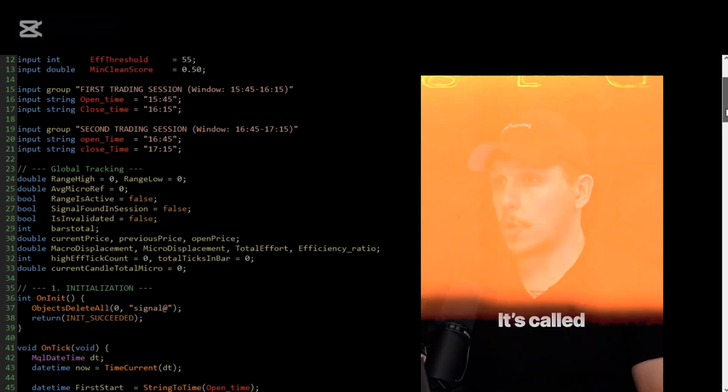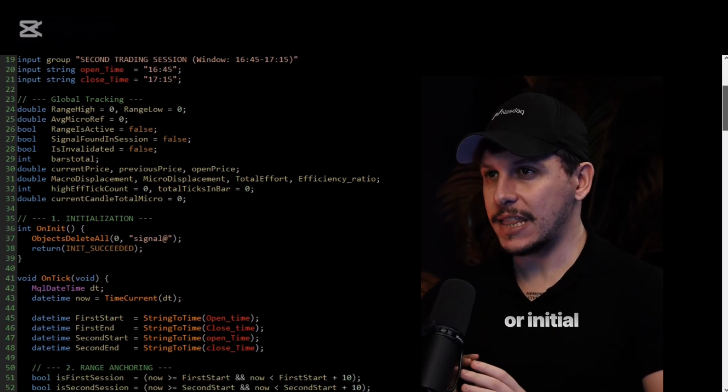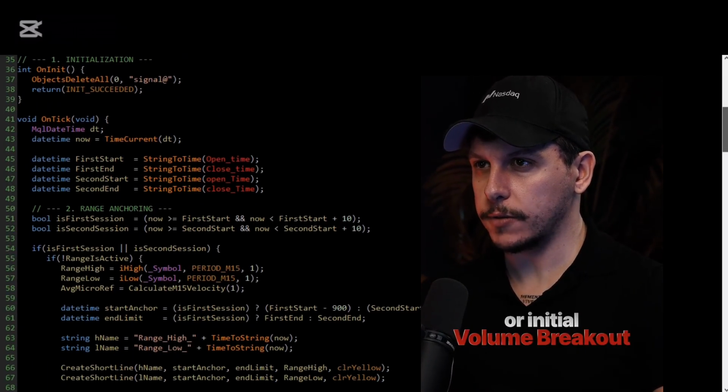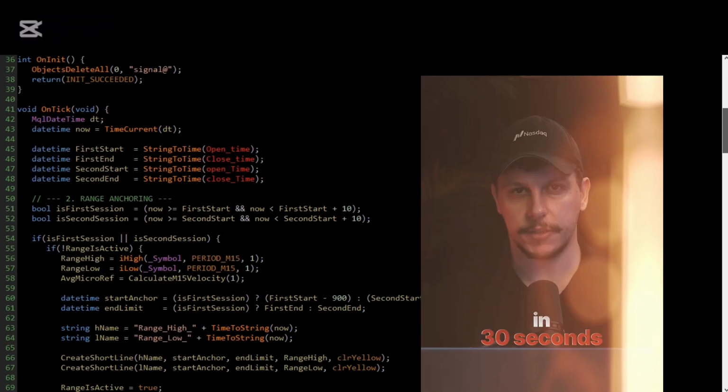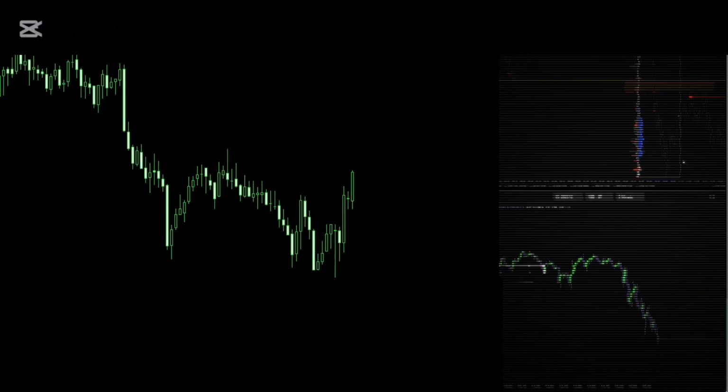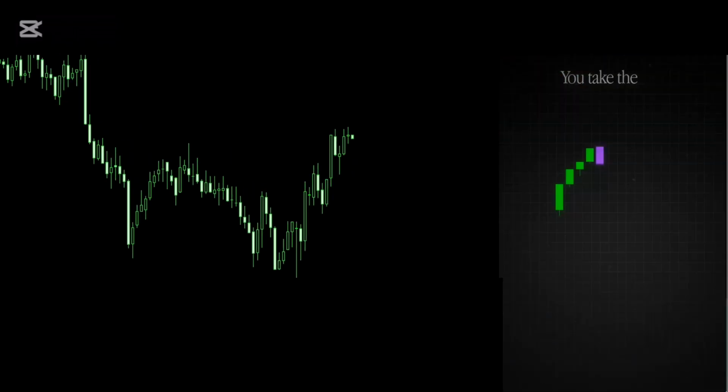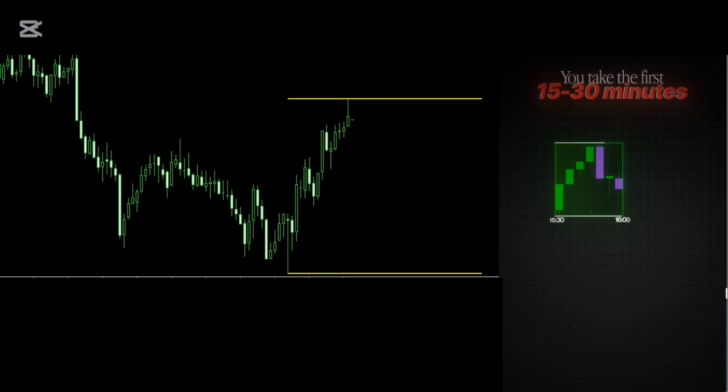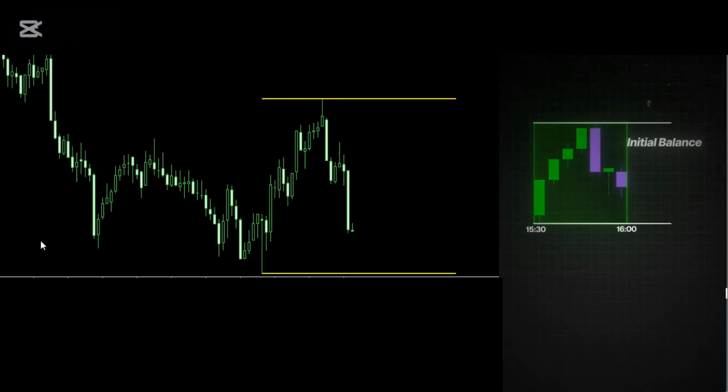If you are a beginner at order flow, this is the best strategy you can use to start. It's called the IVB, or Initial Volume Breakout. Here's how it works in 30 seconds. First, you need to be on the Nasdaq or the ES and take the first 15 to 30 minute candle of the session. This is what you call the initial balance.